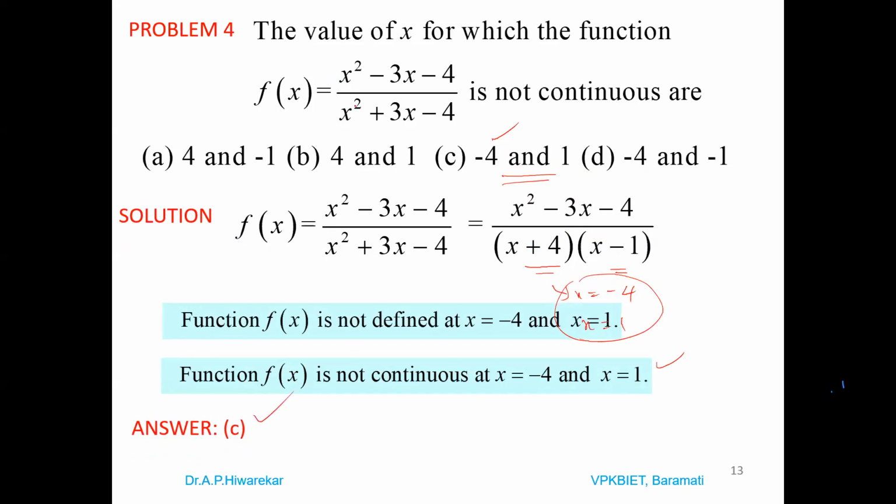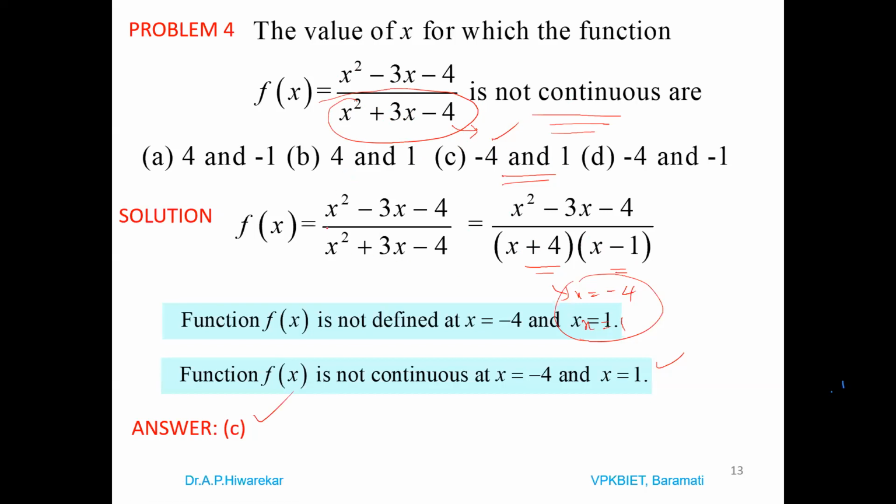And you can change this factor slightly. You can take any factor. Here we have taken x plus 4, x minus 1, but you can have x minus 4, x plus 1. You can have any combination like that. In that case, the function is not continuous. So the function is not defined, therefore it is not continuous.